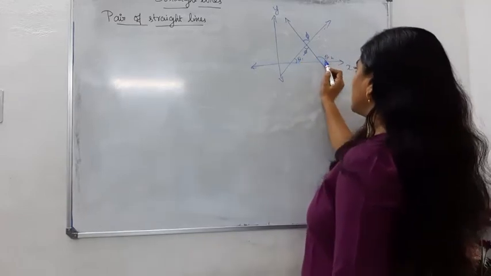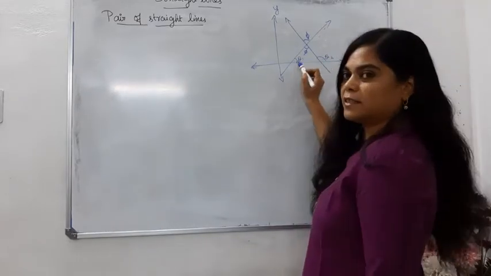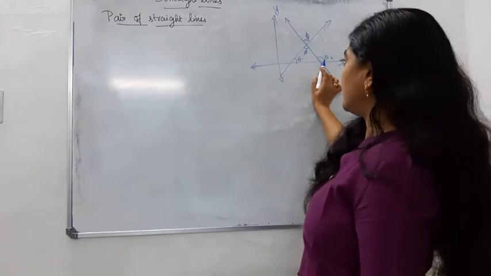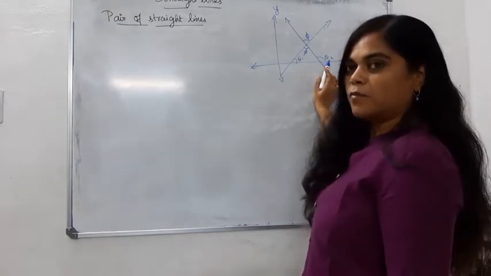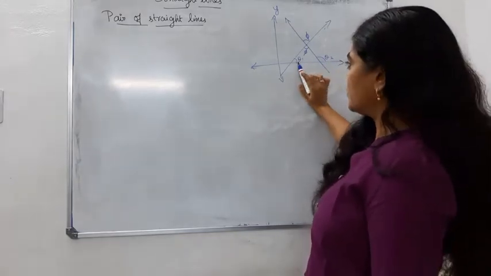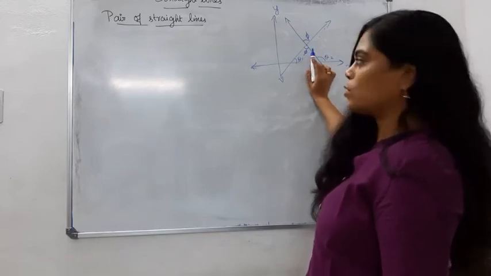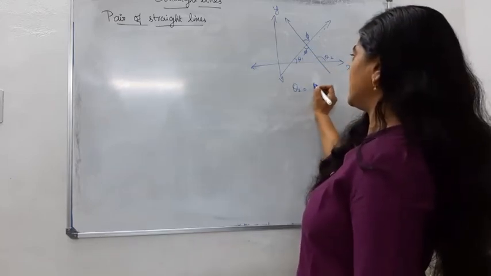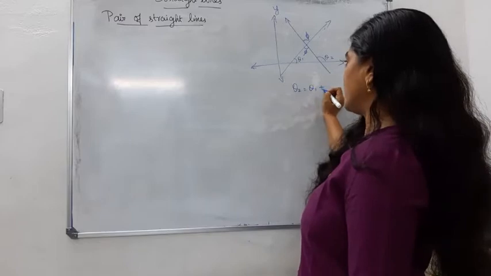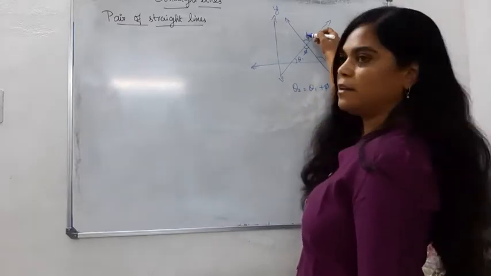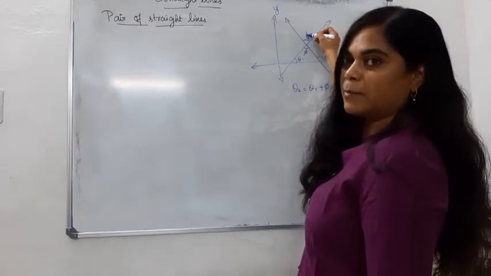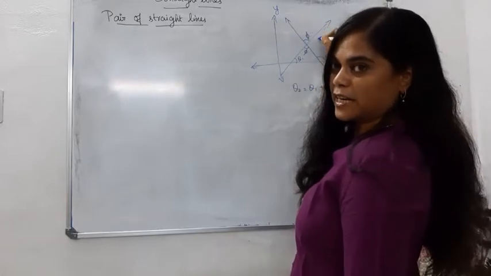And suppose you consider a triangle like this, and this may be the exterior angle. What is the exterior angle? The sum of the two opposite interior angles. So we can write theta 2 is equal to theta 1 plus phi. What is it actually? This is phi. Phi be the angle between the pair of straight lines.